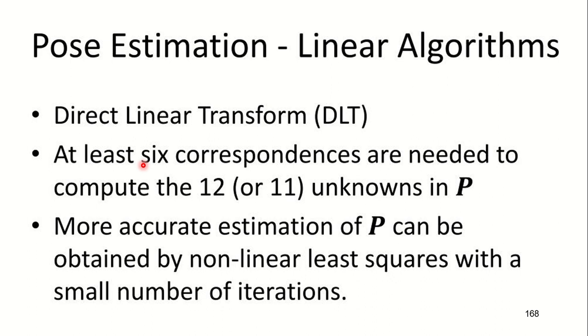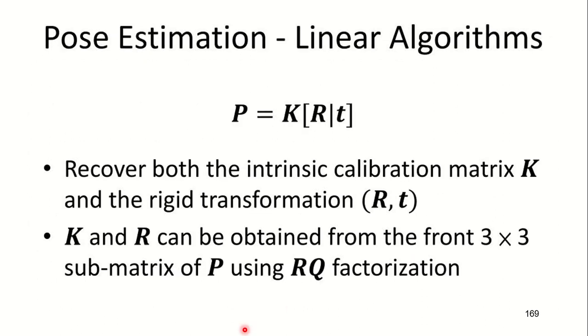In linear algorithms, you can also use the direct linear transform, that is the DLT method. At least 6 correspondences are needed to compute the 12 or 11 unknowns in P. More accurate estimation of P can be obtained by non-linear least squares with a small number of iterations. P equals K into R slash T, where R is the rotation matrix appended with the translation vector T. Recover both the intrinsic calibration matrix K and the rigid transform R, T. Capital K and capital R can be obtained from the front 3 cross 3 submatrix of P using RQ factorization.